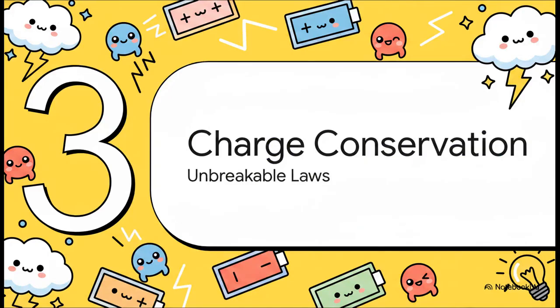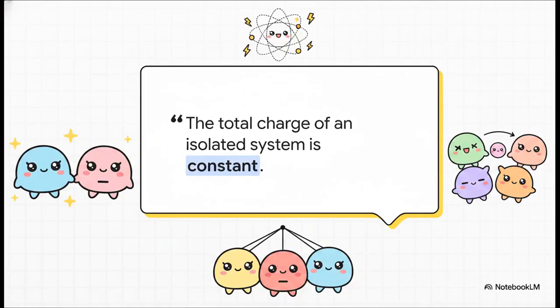Section 3. Conservation of charge. Let's jump straight into the first of the two unbreakable laws of electrostatics you're going to need. The law of conservation of charge simply states this. The total charge of an isolated system is constant. So charge can neither be created nor destroyed. It can only be transferred from one body to another.